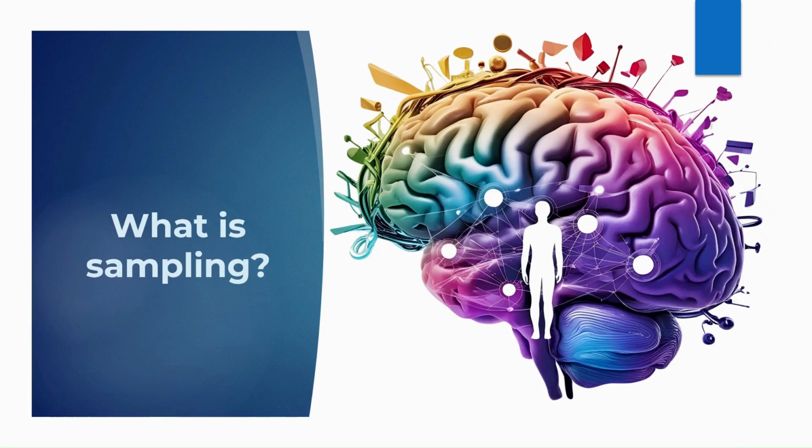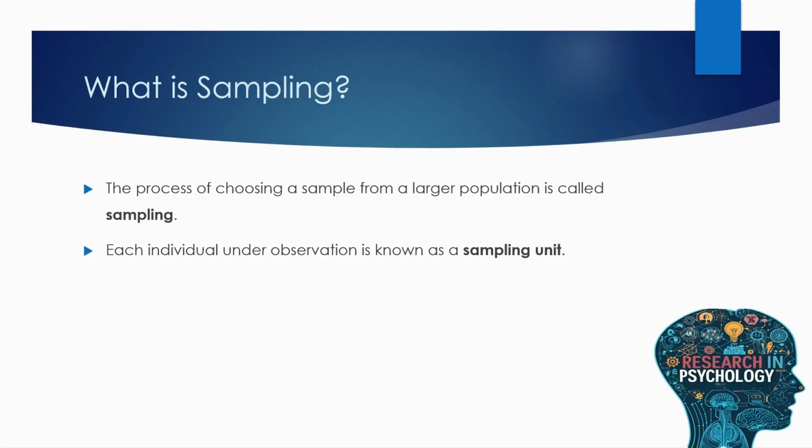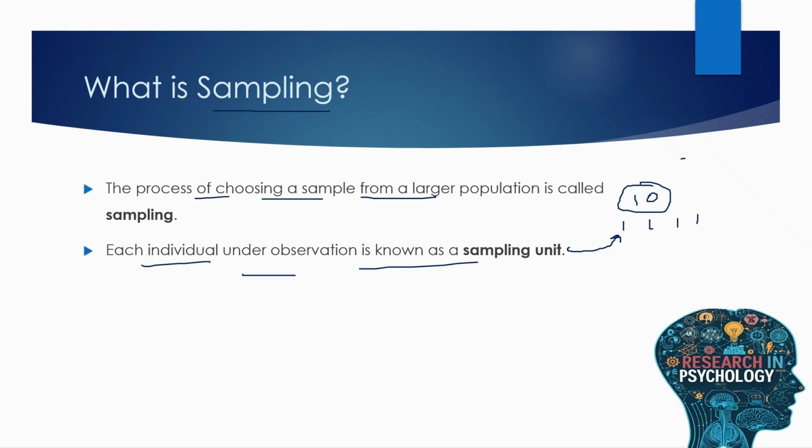Now, let's see what is sampling. So sampling is the process of choosing a sample from a larger population. No brainer there, right? It's called sampling, which means this is the process of selecting the sample from the larger population. Each individual under observation is known as the sampling unit, which means if you have a sample of 10, each of them would be called a sampling unit. And how you choose these 10 from the larger population is called sampling.